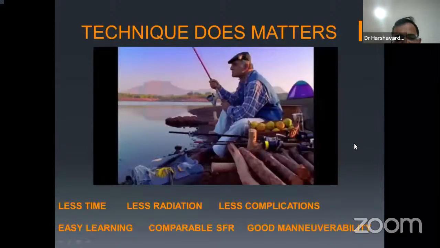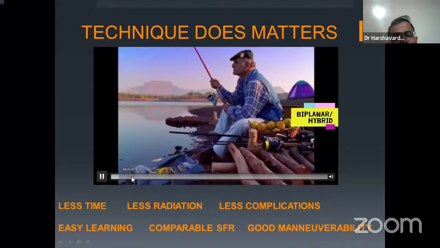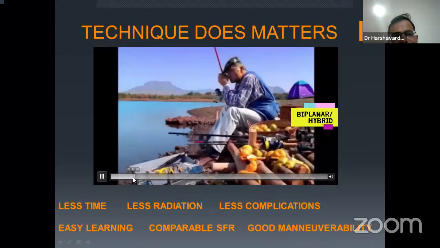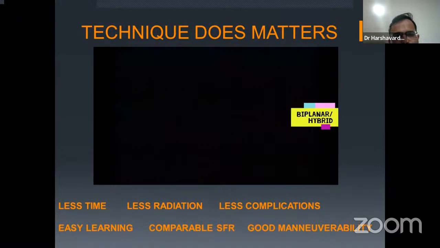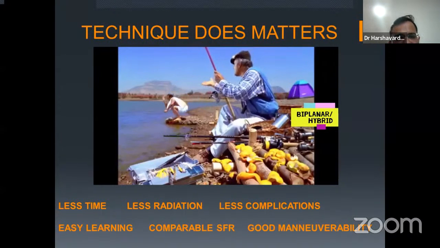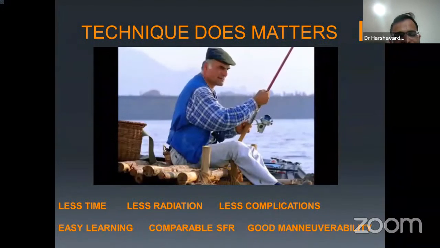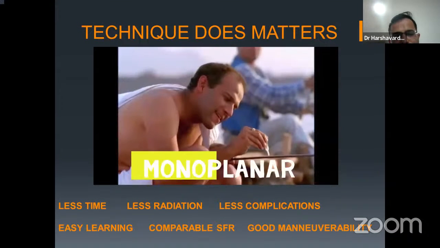So technique does matter, because with monoplanar, you can get into the kidney in very little time. There is less radiation, fewer complications, easy learning, comparably good stone-free rates and good maneuverability inside the kidney. It's a short video. With biplanar and triangulation, these are very good techniques. I don't want to get into discussion of them, but some techniques you can develop on your own, because every guideline has some differences. There are some new techniques which we can do and come up with good results.